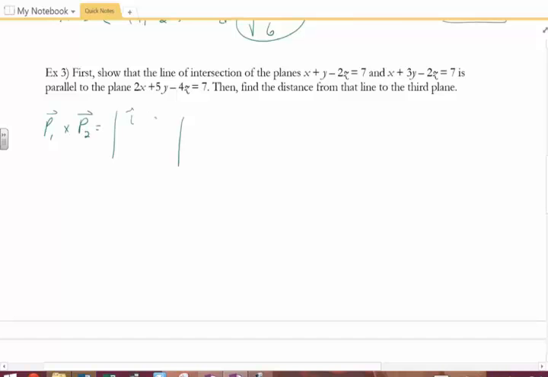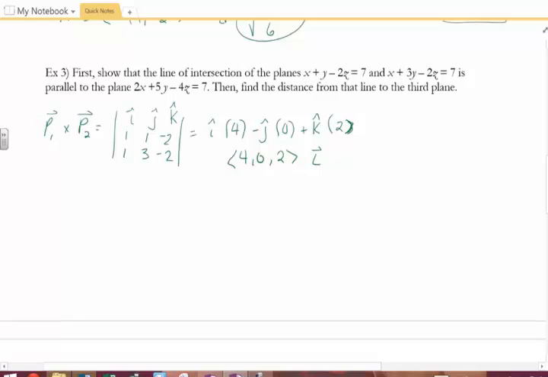So I'm crossing i, j, k, 1, 1, negative 2, 1, 3, negative 2. And when I cross those, I get negative 2 plus 6 is 4, minus j, negative 2 plus 2 is 0, plus k, 3 minus 1 is 2. So my vector is 4, 0, 2. This is the direction vector for the line.